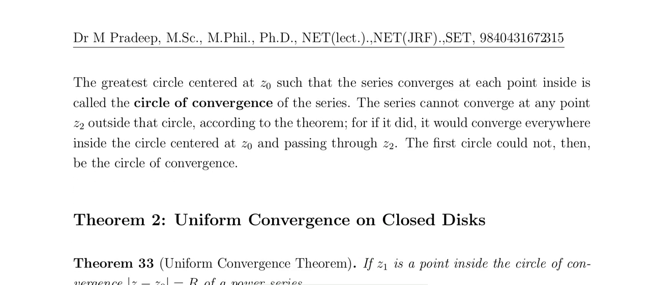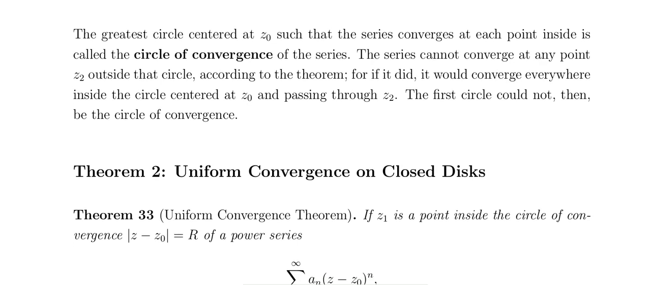So the greatest circle centered at z0 such that the series converges at each point inside is called the circle of convergence of the series. The power series cannot converge at any point z2 outside the circle. So it converges everywhere inside the circle centered at z0 passing through z2, and that first circle is the circle of convergence.